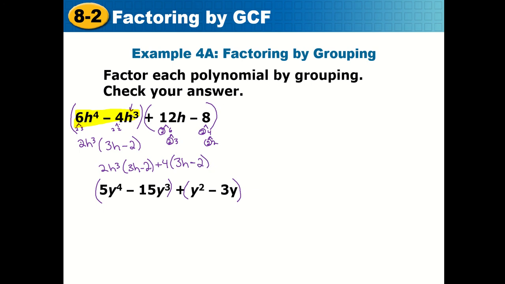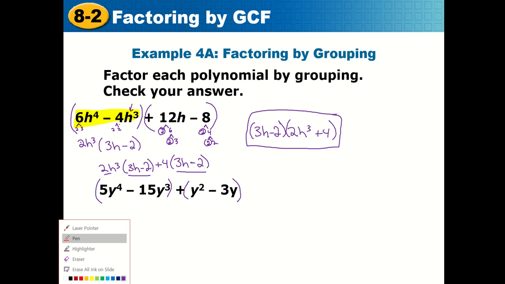Now, we have to factor this completely, so that means this is not our final answer. But look here, now it looks like example 3, where we have 3h minus 2. And then that is going to be times 2h cubed plus 4. And that is it completely factored. Okay, now I'm going to switch to another color so it doesn't get all muddled and jumbled.